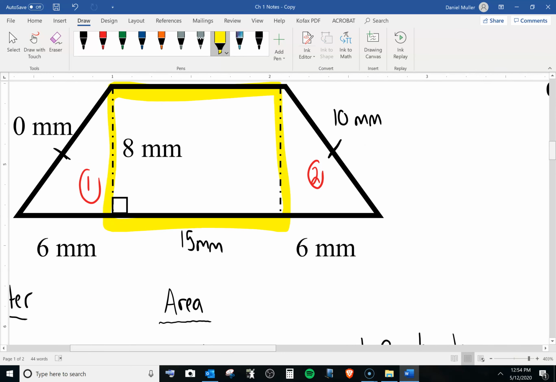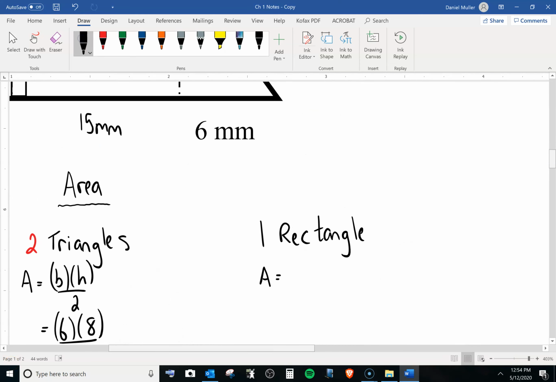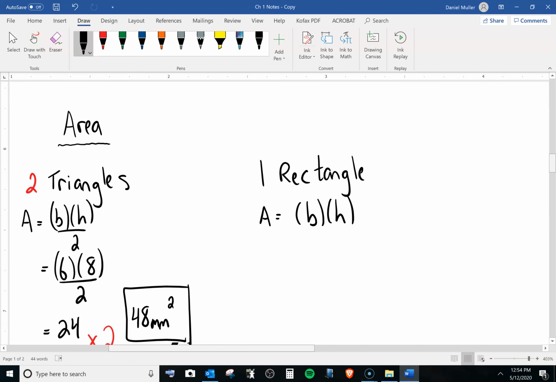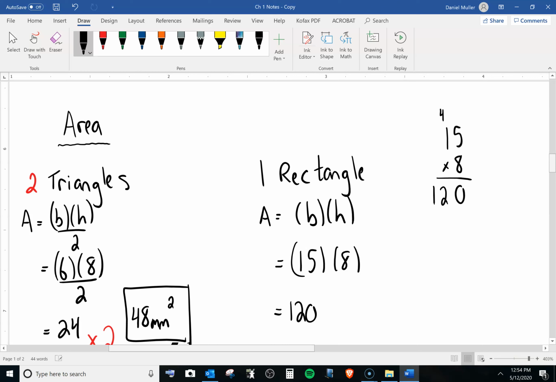For the area, the base is 15 and the height is going to be 8. So 15 times 8, base times height, the formula of a rectangle. Base times height, no dividing by 2, that's a triangle. Unfortunately, I do not remember my 15 times table, so I'm going to do that off to the side. 5 times 8 is 40. Carry the 4. 8 times 1 is 8, 9, 10, 11, 12, so 120. And it's in millimeters squared. So you're going to have a 48 and a 120.